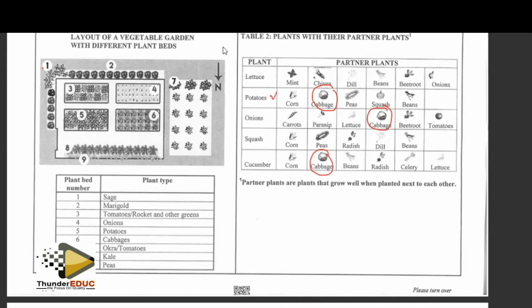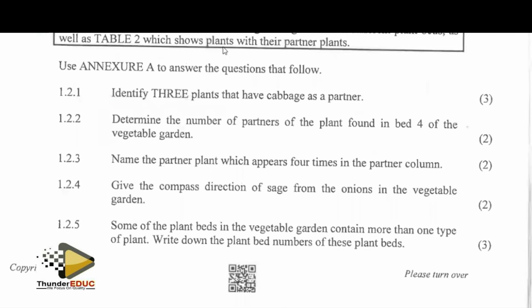Do we have any other cabbage? So these are the plants. We have potatoes, onions, and cucumber. So our answer there becomes: potatoes, cucumber, and onions.